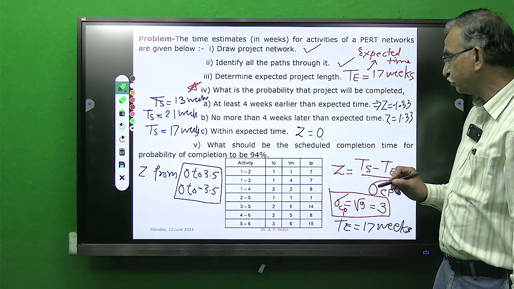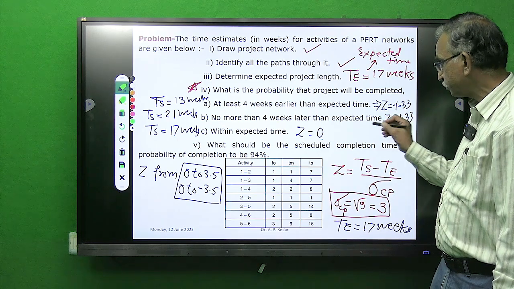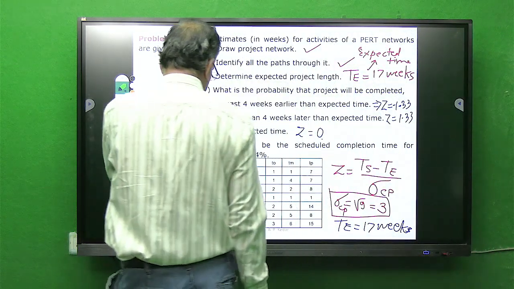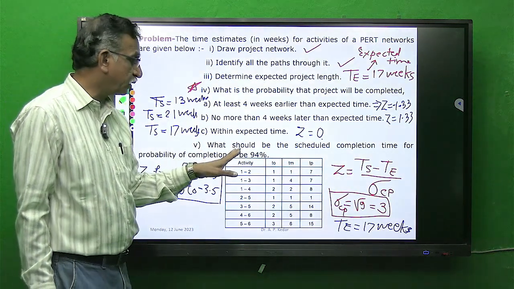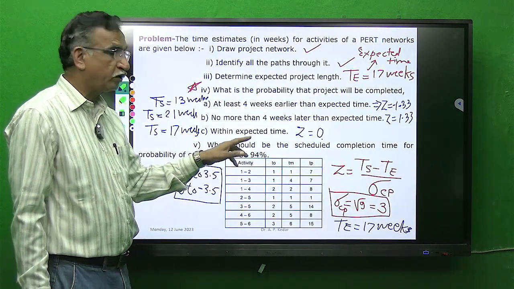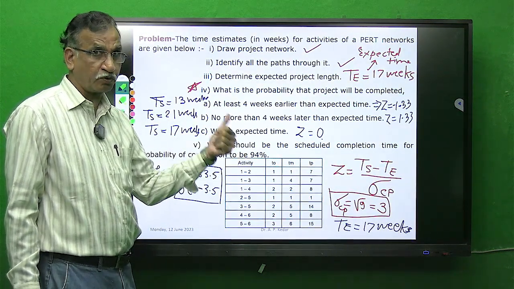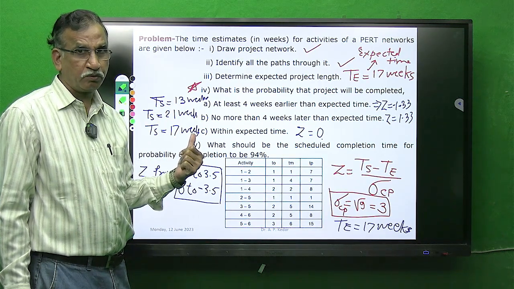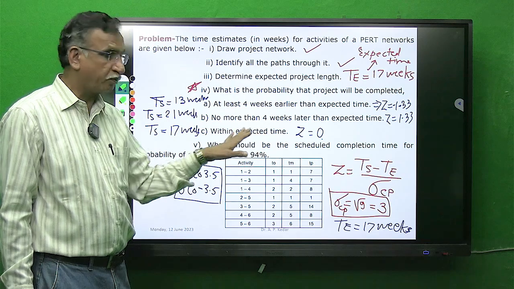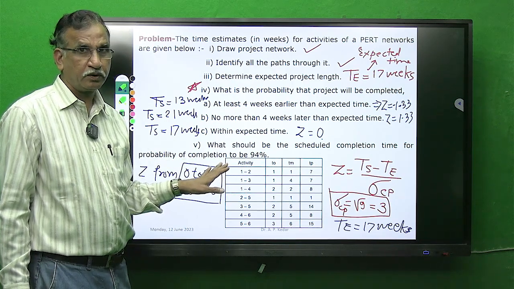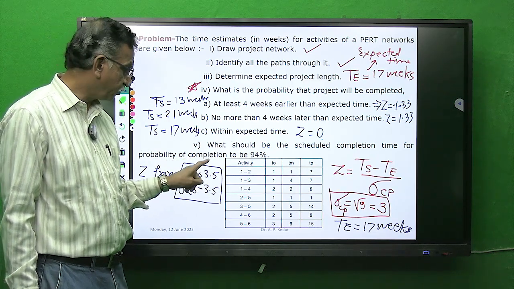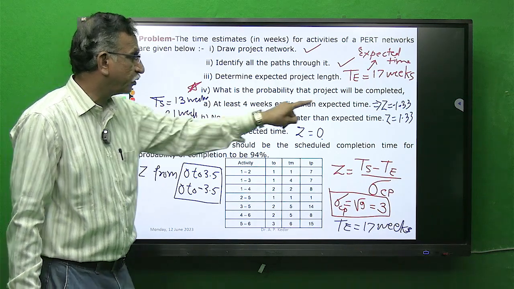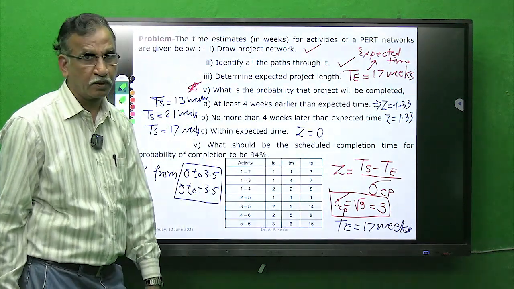So now what we have to do? For this value of Z, which we have calculated here, we have to find the value of probability from the table that I will show you. You are getting me? We have to find the value of probability from the table, from which we will evaluate the corresponding value of probability for this number z.